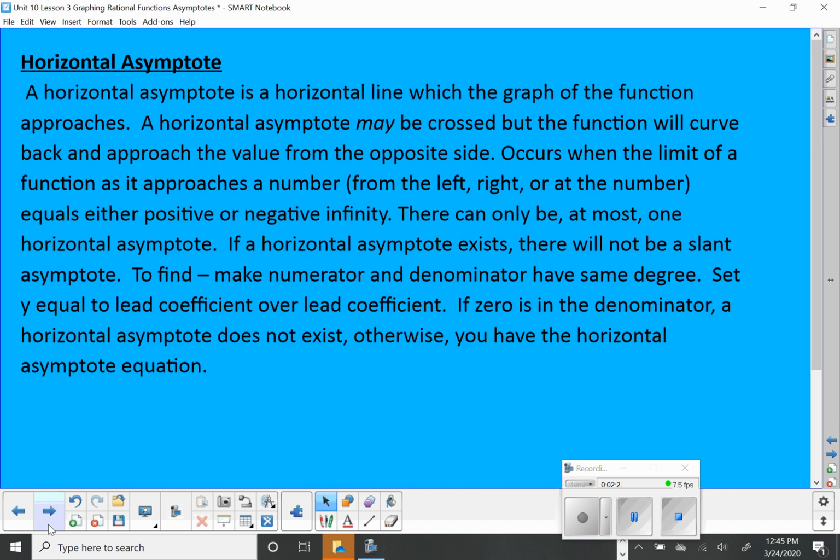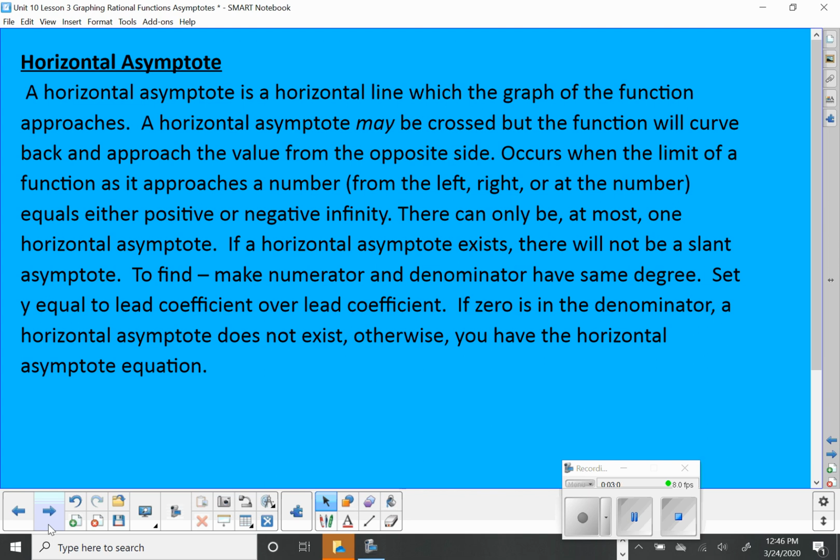A horizontal asymptote is a horizontal line, written y equals a number, which the graph of the function approaches. A horizontal asymptote may be crossed, but the function will curve back and approach the value from the opposite side. It occurs when the limit of the function as it approaches a number from left or right of the number equals either positive or negative infinity. There can only be, at most, one horizontal asymptote. If a horizontal asymptote exists, there will not be a slant asymptote. And by the way, only Algebra 2 trig worries about slant asymptotes. Algebra 2, you're just horizontal and vertical.